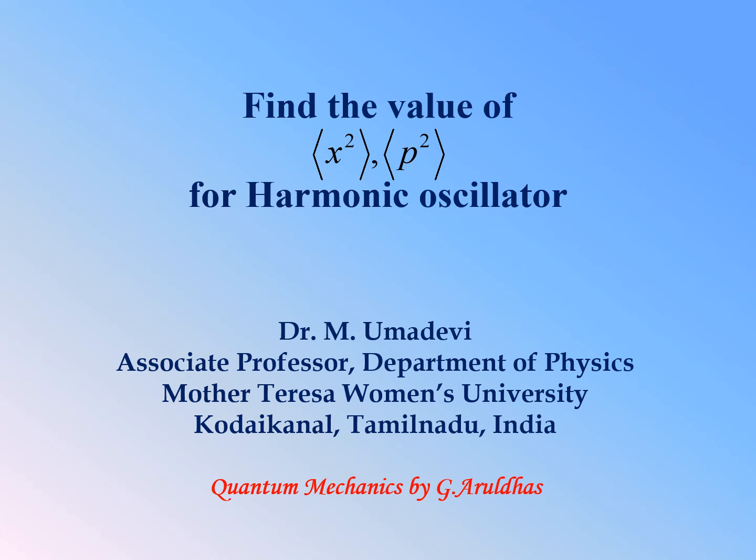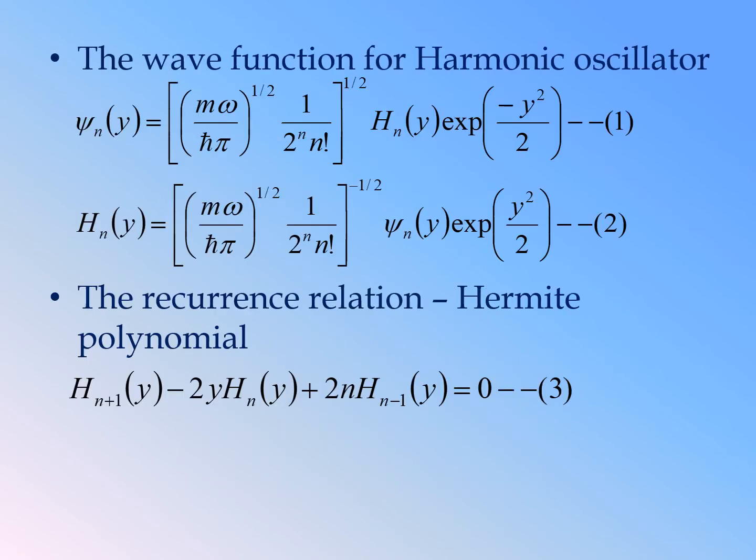Now we'll see how to find the expectation value of x squared and p squared for the harmonic oscillator. For this, I have referred to Quantum Mechanics by Arun Das. The wave function for the harmonic oscillator is psi n of y equal to (m omega by h cross pi) whole power half, 1 divided by 2 power n factorial whole power 1 by 2, H n of y and exponential of minus y squared by 2.